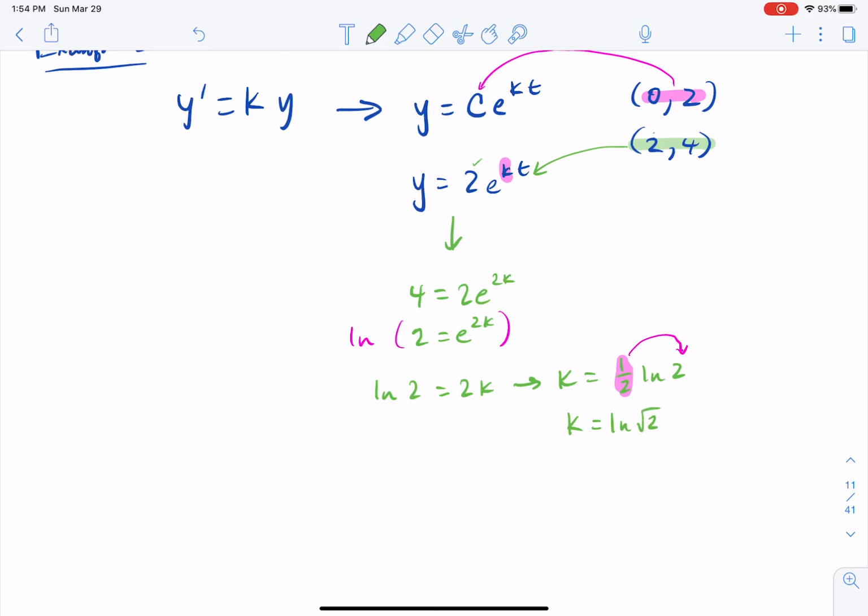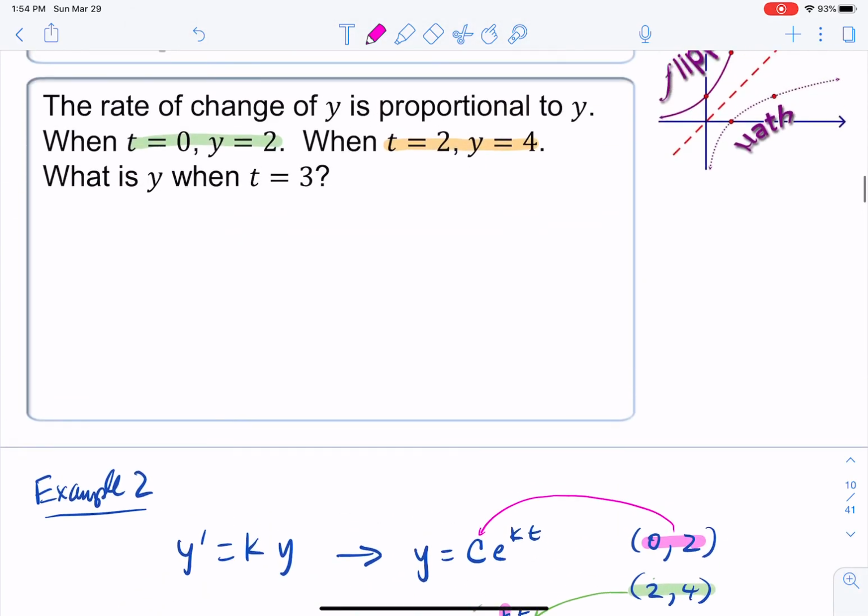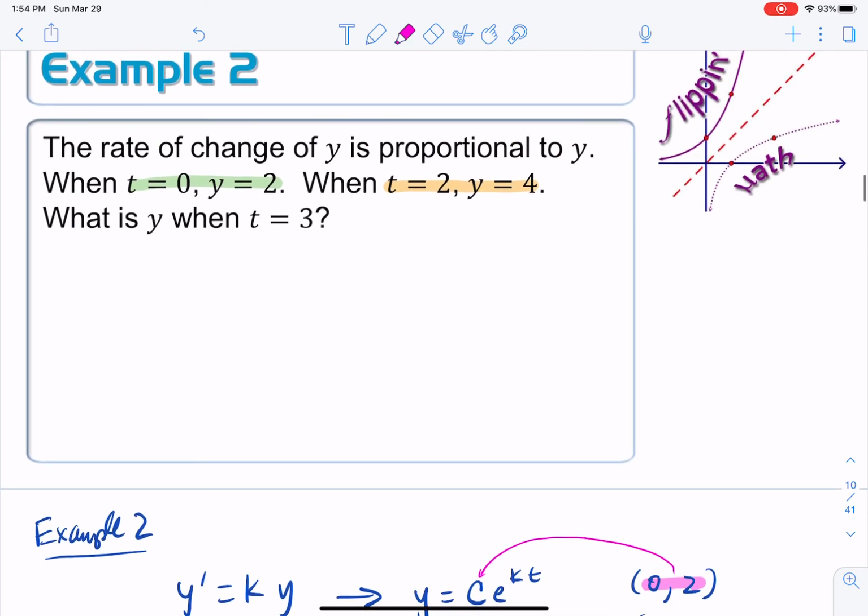So let's put this information together to rewrite our equation, which will look like this. Y is equal to 2 times e to the natural log of the square root of 2 t. There's our equation. Was it asking for that? Probably not, but we needed it in order to answer the question. And the question was, what's y when t is equal to 3?